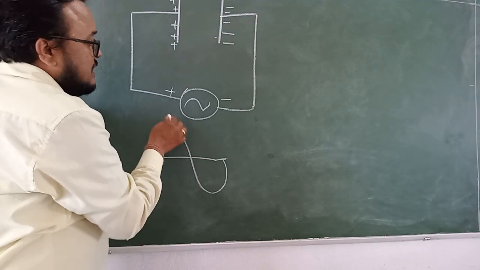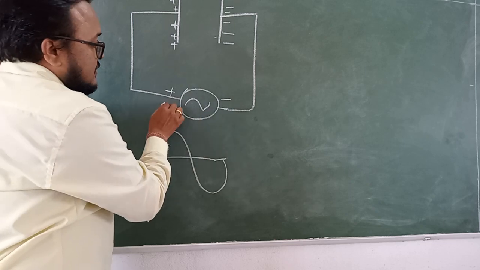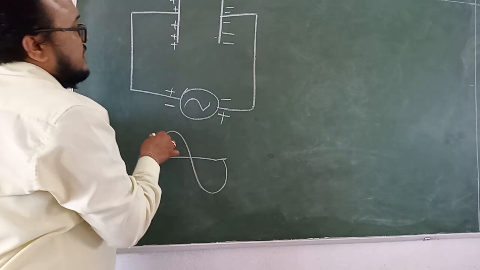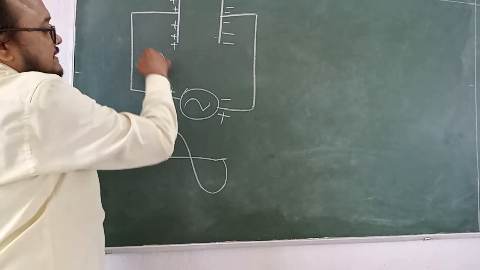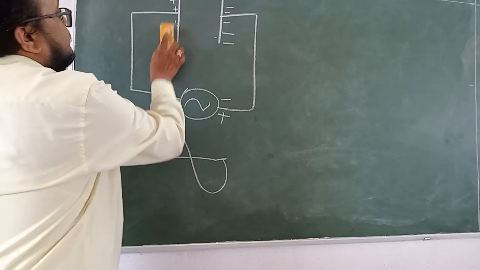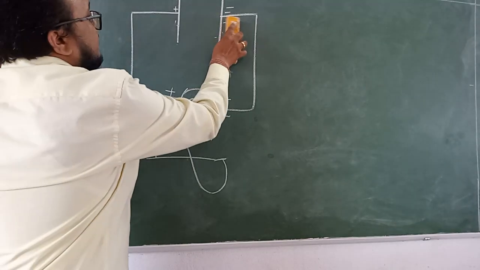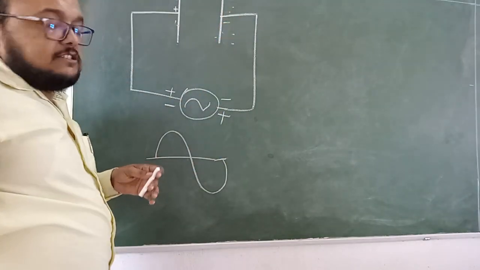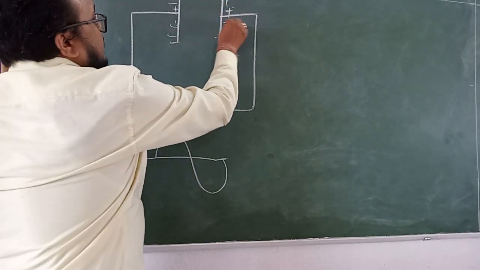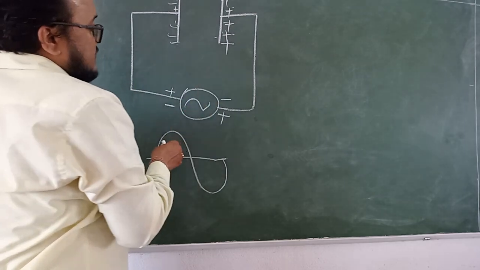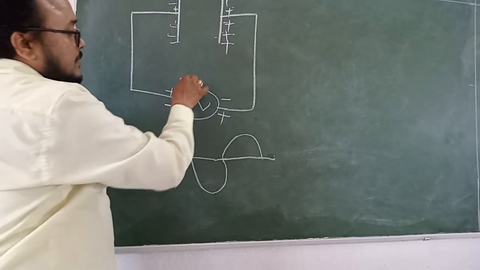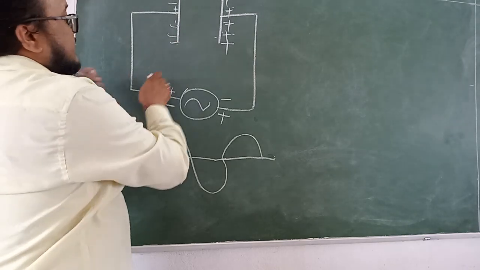Then the terminals will change. In the next half, the first becomes negative and the other becomes positive. Then this positive charge decreases and becomes negative after that, and this plate becomes positively charged. And again in the third half, the polarity changes and it becomes positive.